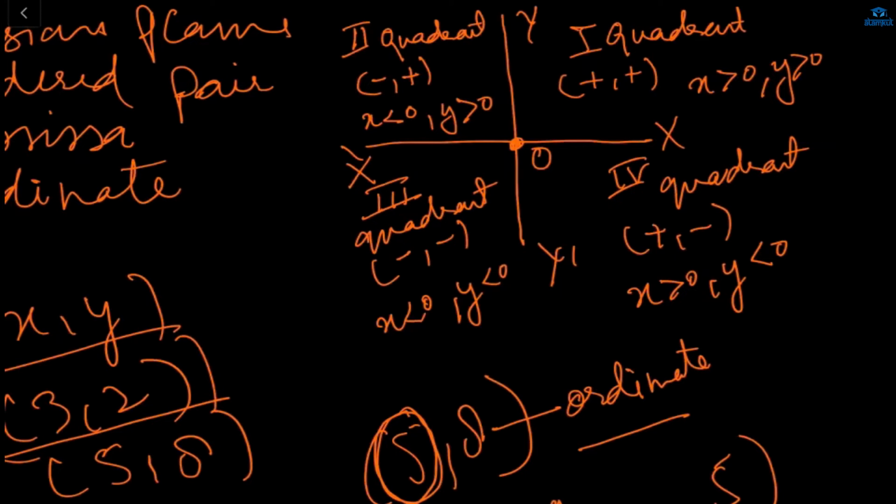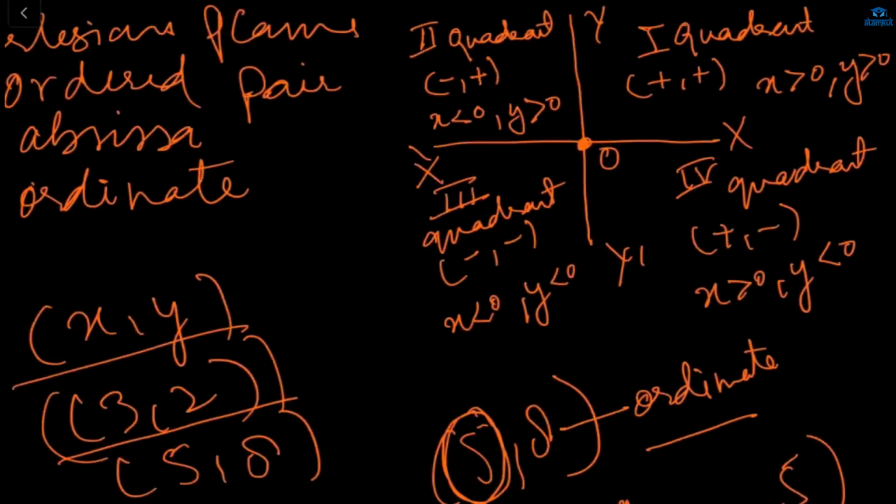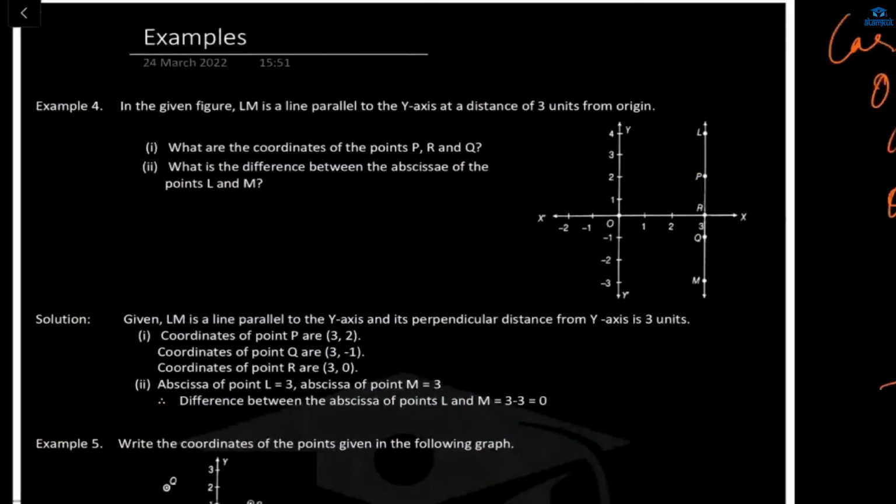Now let's see, are there any issues in this whole thing: the quadrants, where x will be positive, where x will be negative, how to draw the Cartesian plane, what is an ordinate, what is an abscissa? Anybody, any issue in this? These are basic terms for your coordinate geometry whenever you are drawing a graph.